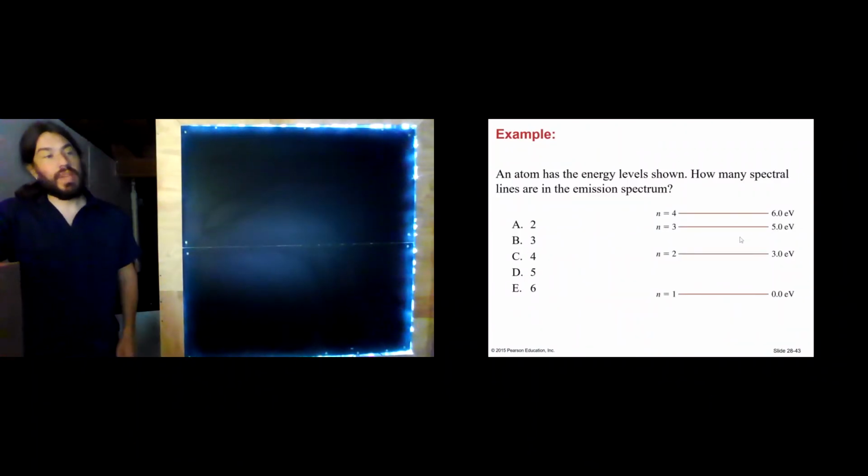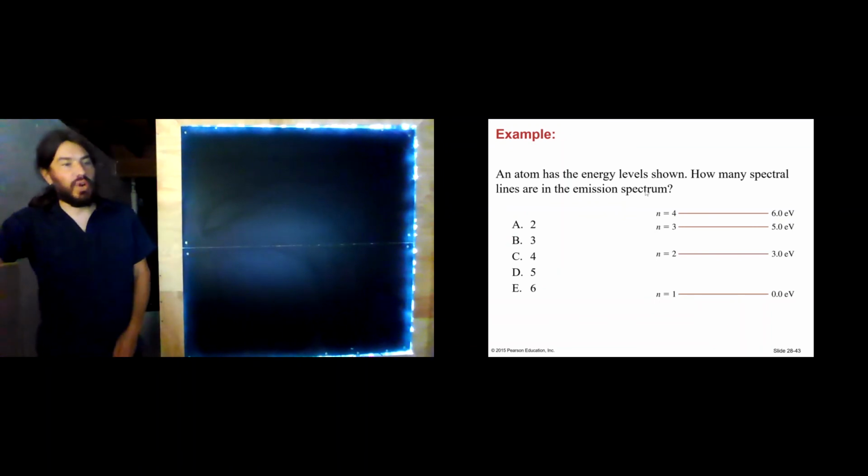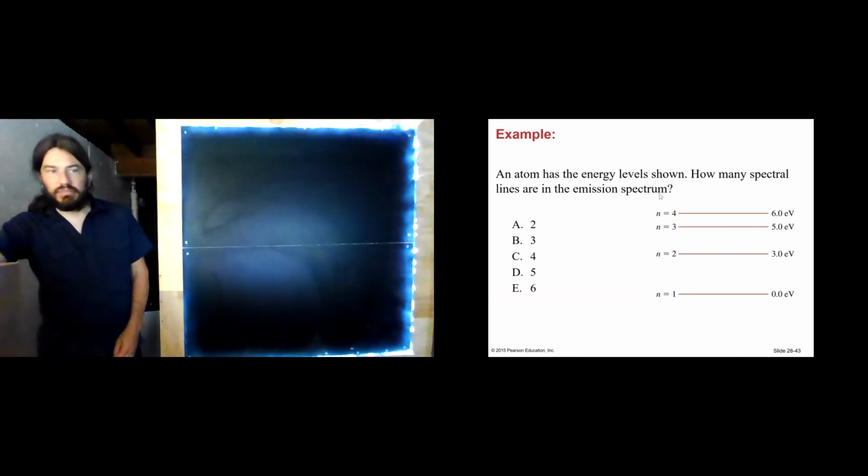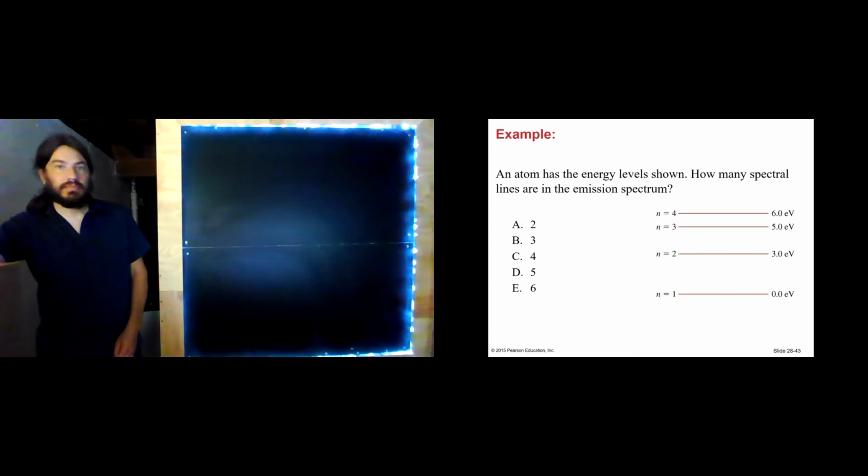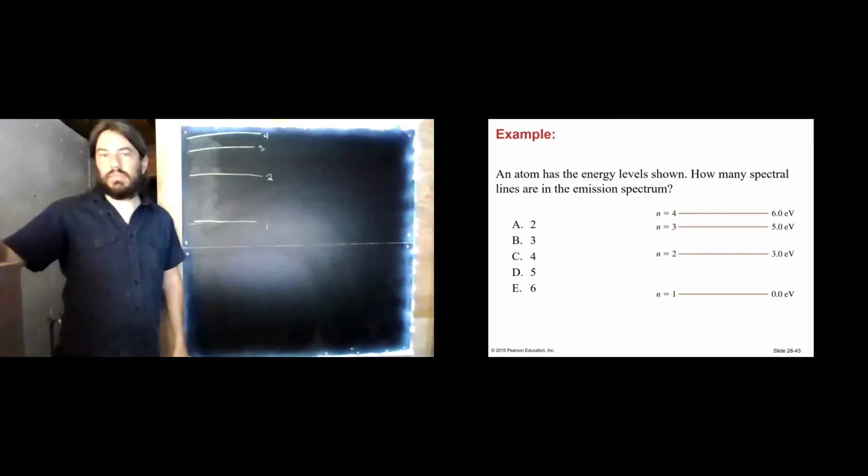Okay, why don't you try one? An atom has energy levels shown. How many spectral lines are in the emission spectrum? Why don't you see if you can't figure this out? I'll see you on the other side.